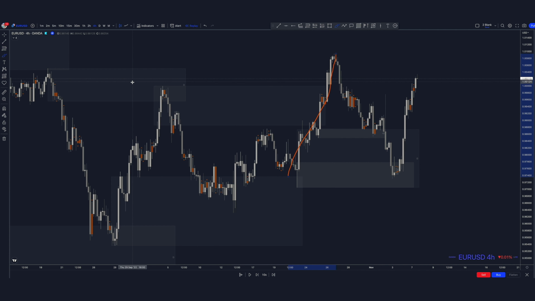It broke the daily supply, which was that box. Remember that we had the D there, the daily. It came there, and then it pulled back inside the daily zone, where we had the 4 hour demand here and the 4 hour demand here. But you see, we could also have the refinement. See what I mean?